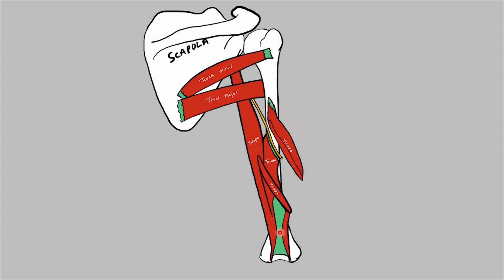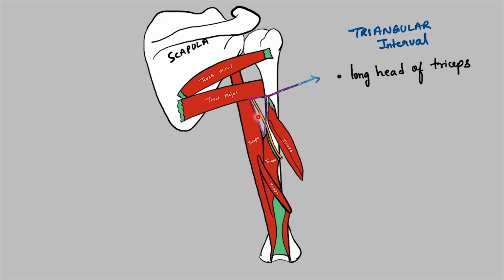This diagram shows the posterior compartment of the arm. As we already learned, the radial nerve enters the posterior compartment through the triangular space or the triangular interval. The boundaries of this triangle are the lateral border of the long head of the triceps medially, the lower border of teres major muscle superiorly, and the humerus laterally.